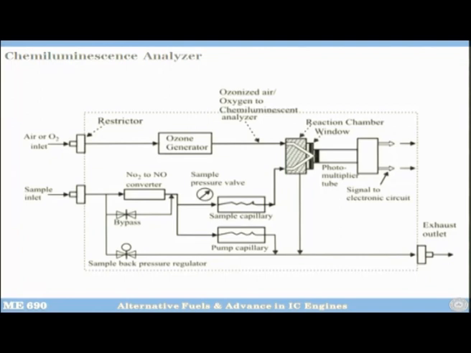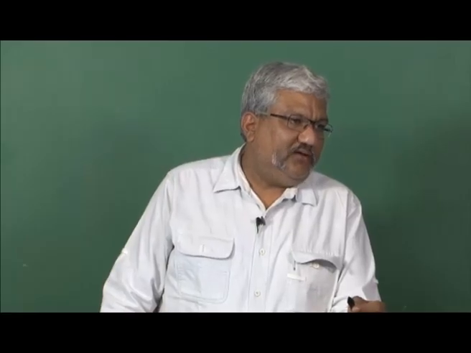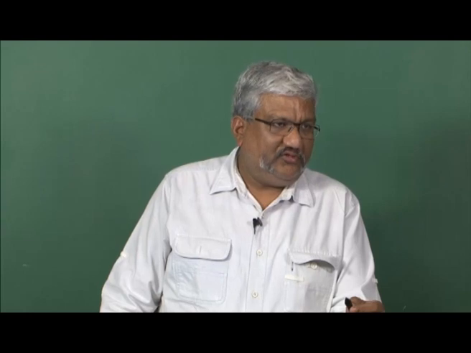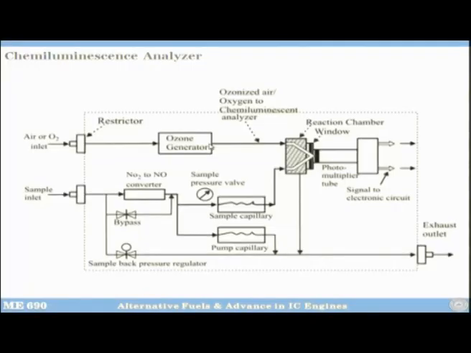So, I will just show you a chemiluminescence analyzer, then we will discuss the physics of it. But just to show you the chemiluminescence analyzer, here you have air or oxygen connected. Okay. So, this is restrictor, so some flow rate you will maintain, and it will come to the ozone generator. The ozone generator will convert oxygen or oxygen in the air to ozone. That is what it does. And then this ozone is supplied to this reaction chamber.